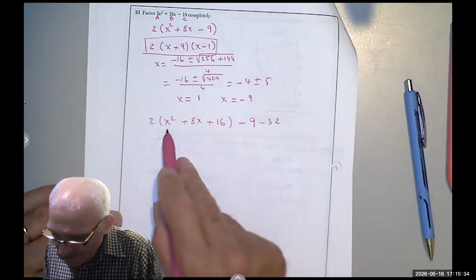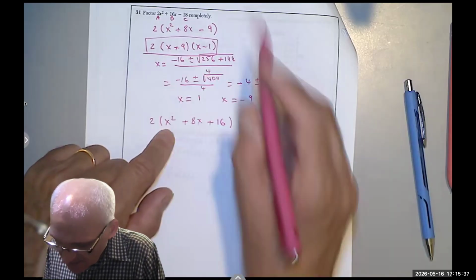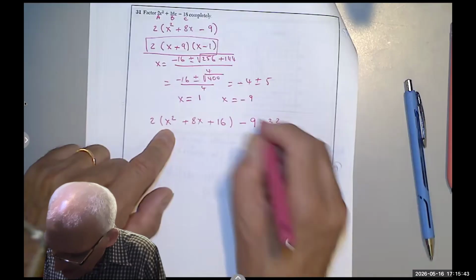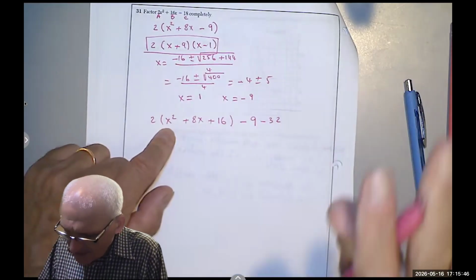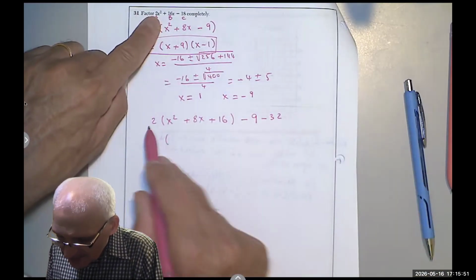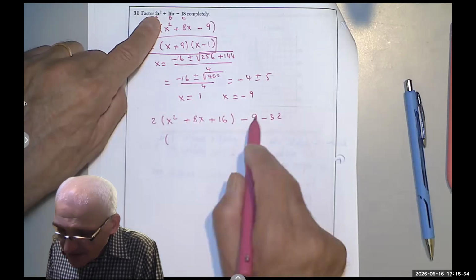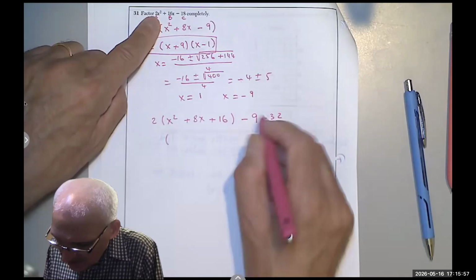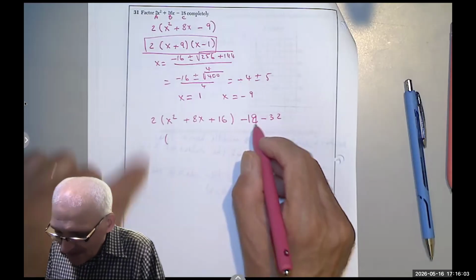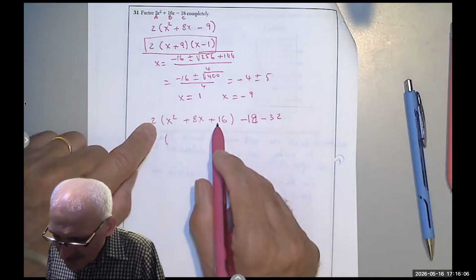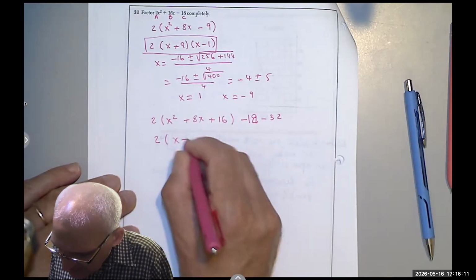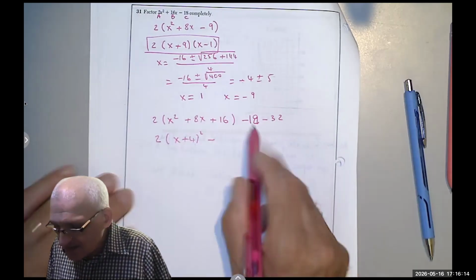Okay? So we said this is 8x, and this is minus 18, right? Wait, what did I do? The original problem, I took 2 out, so that makes it x squared plus 8x minus 18, because the 9 is not inside the parentheses. I hope I didn't confuse you. I added 32, and I subtracted 32. So this becomes 2 times x plus 4 squared minus 40.